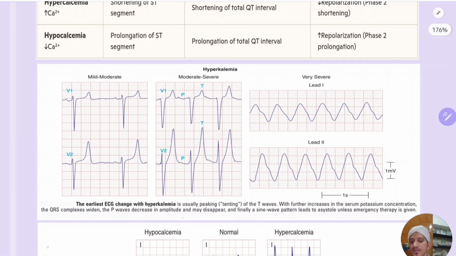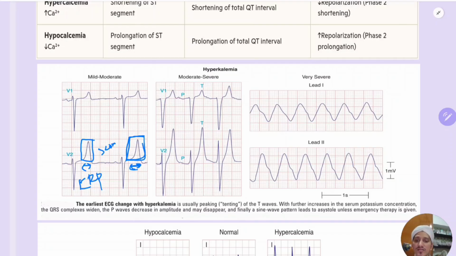See here, this is mild to moderate hyperkalemia. You can see tall tented T waves with a short base, without any ST segment deviation. This is the V2 lead, so to call it ST segment deviation, it should be more than 2 mm. It is not more than 2 mm. It is like an early repolarization pattern. Here you can see tall peaked T waves with a narrow base. That is the early change in hyperkalemia.